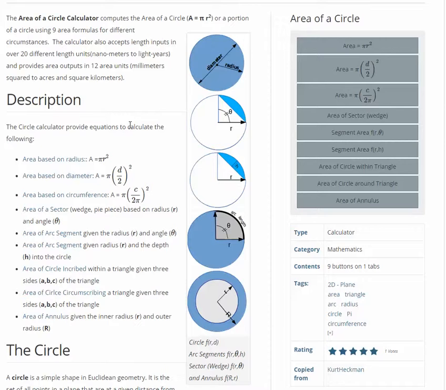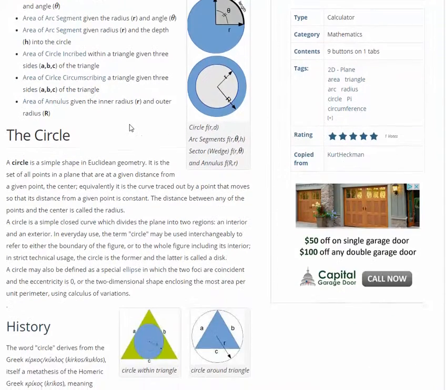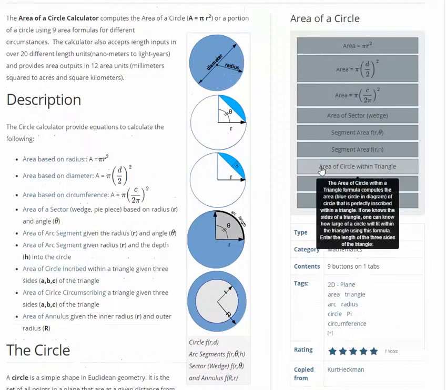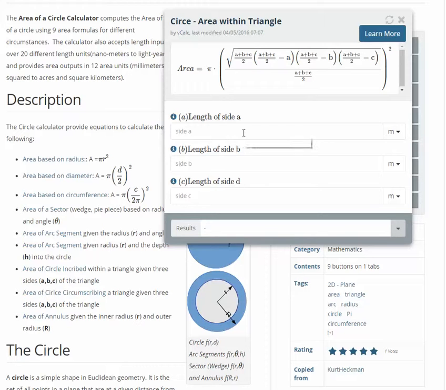Okay, there's 3 more cases we're going to give you. They are a circle that perfectly fits within a triangle. If you know the sides A, B, and C, this calculator will tell you, it computes first the radius of the circle that is inside a triangle, and then it will calculate the area. So that's this formula. So it's the area of a circle within a triangle. So if you give the lengths of the sides, it will calculate that area.